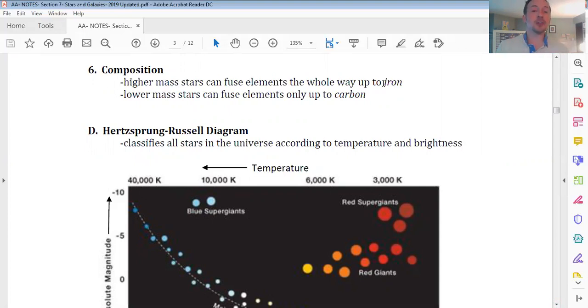For stars like our sun, though, they will only actually fuse up to carbon, one of the greatest life-giving elements in the universe, before they burn out. All right, thanks for sticking with me.